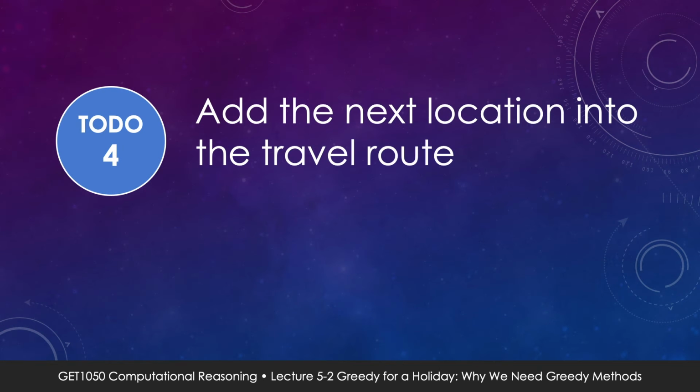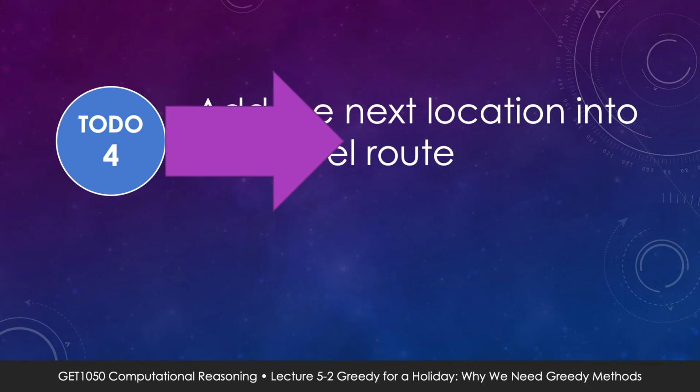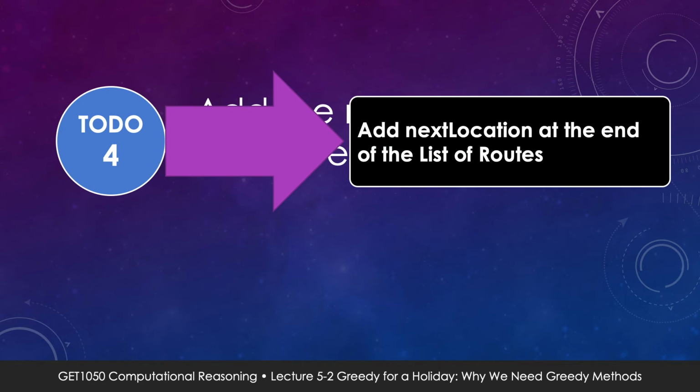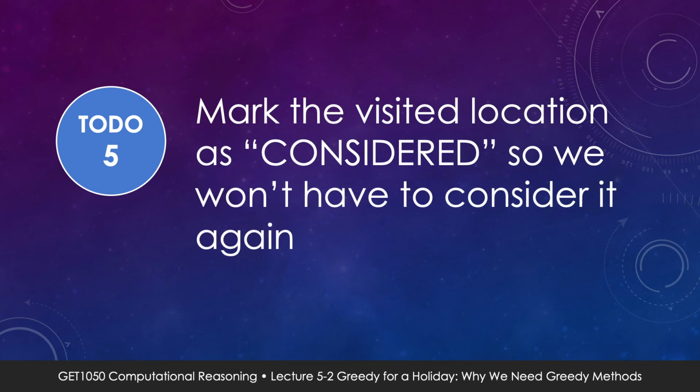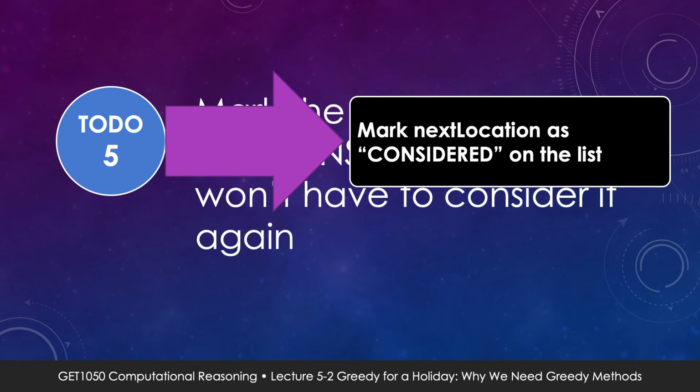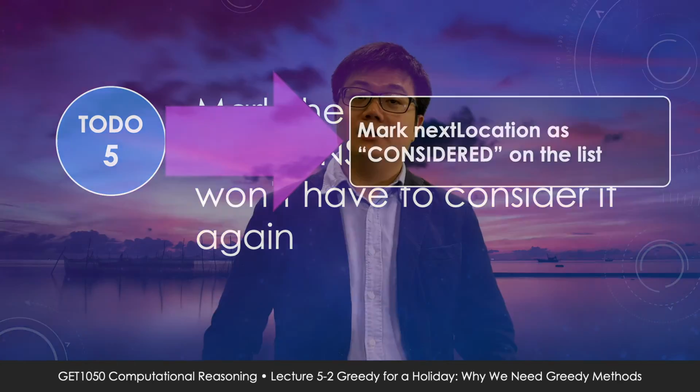Let's add the instruction to record the next location on our route. We can express that as add next location at the end of the list of routes. Now we must not forget to mark the visited location as considered. This will help us to distinguish which locations to consider and which to ignore because we have visited them. So to mark it as considered, we can say something like this. Mark next location as considered on the list. Well, it looks like we're done.